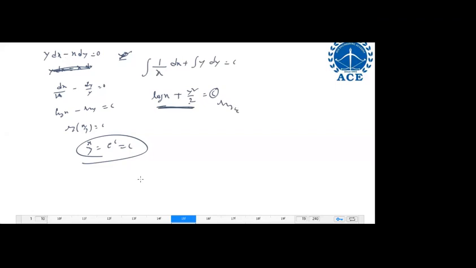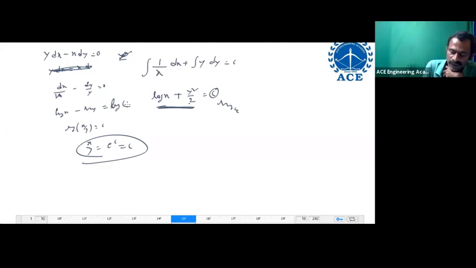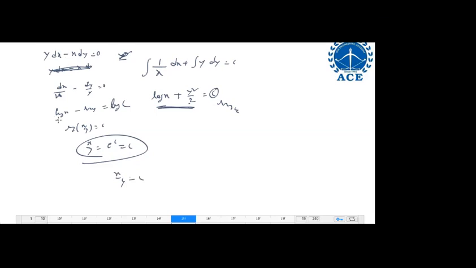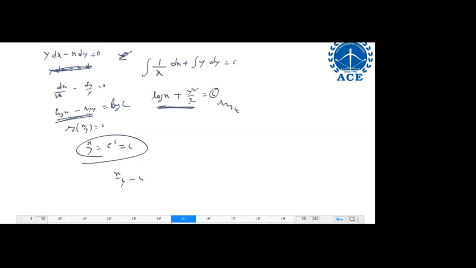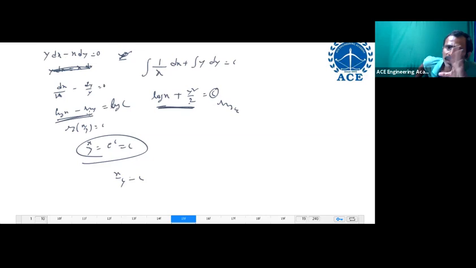That is to eliminate log on both sides. Means when to take ln of c and when to take normal. Also, we can take log c directly, no problem. Directly, you can get x by y equal to c only, because in both terms we got log only. If the LHS consists of all logarithmic terms, then we can take the constant also as log. Directly, we can eliminate log.